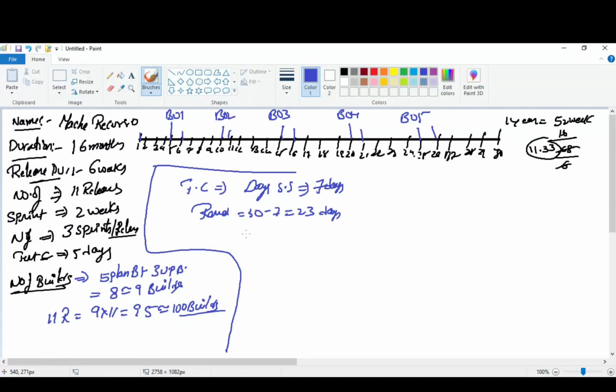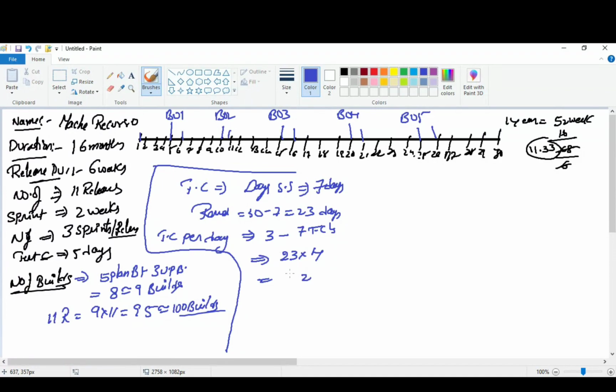Per day, how many test cases can you write? Minimum 3, maximum 7 test cases. You can write more than that also. I'm giving you an average value. Next, 23 into 4. So now how much?